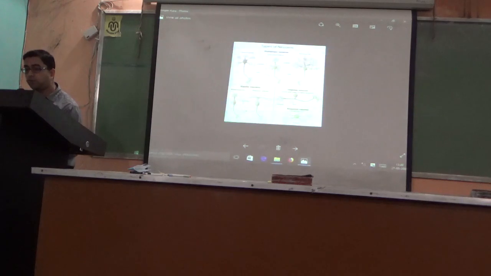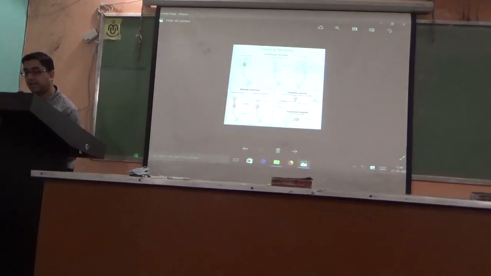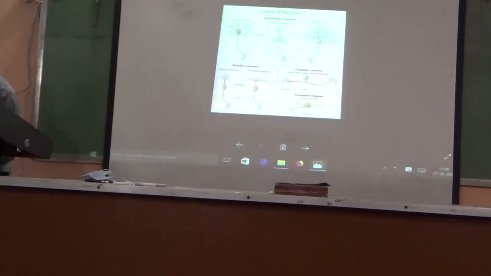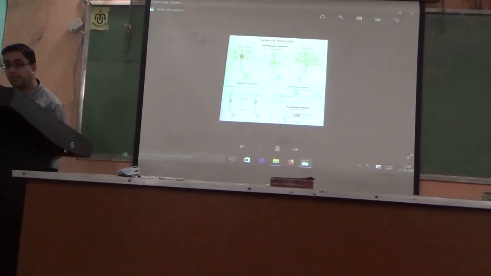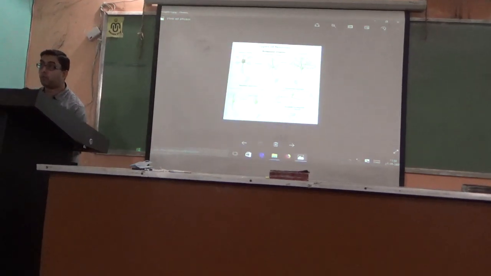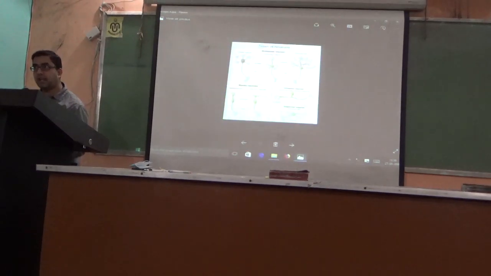Each neuron forms about 2000 synapses, and there are about 10 to the power of 11 neurons in the CNS. So how many synapses can we have? It will be around 2 into 10 to the power of 14. 2000 synapses, 10 to the power of 11 neurons, so the total number of synapses will be 2 into 10 to the power of 14.